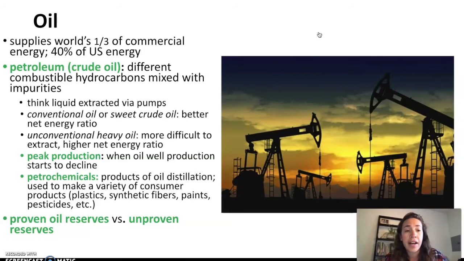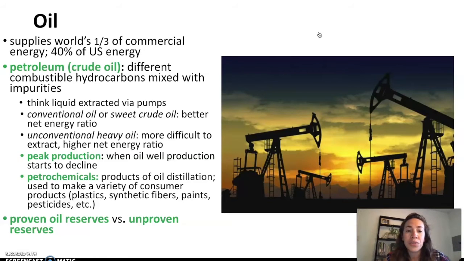It has a very high net energy ratio. Conventional oil, or sweet crude as we refer to it, has a better net energy ratio than almost any fossil fuel product, except maybe coal. But that requires really good oil, oils that don't have a lot of extra impurities like sulfur materials, etc.